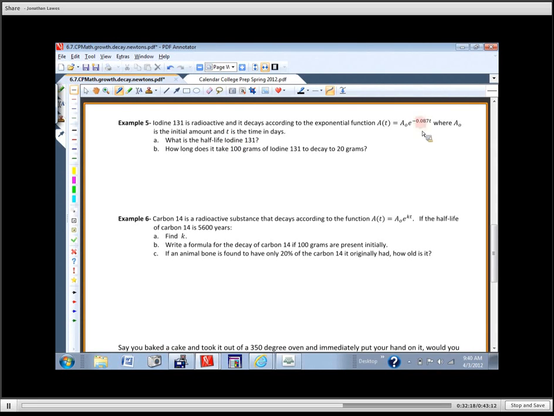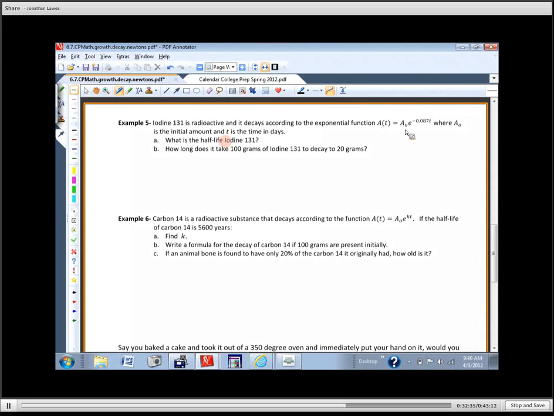So it tells us the decay rate, but it doesn't tell us what the half-life is. Those two things are always going to go hand in hand. If you have one, you can figure out the other one. Well, we have the decay rate. It says, what is the half-life? How long does it take for half of this stuff to decay away?